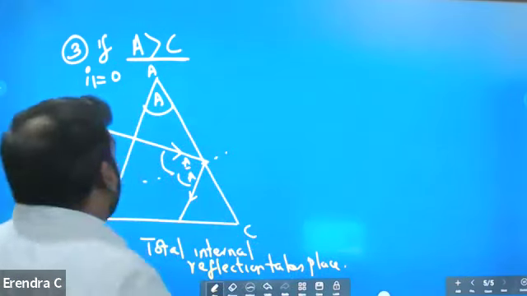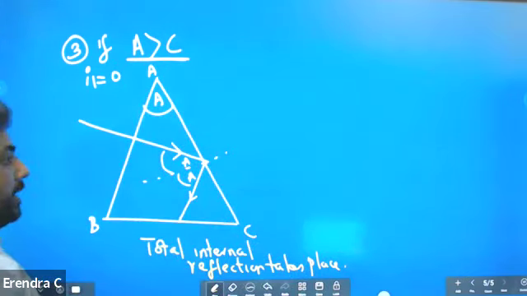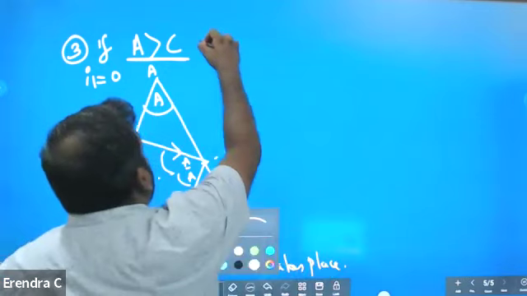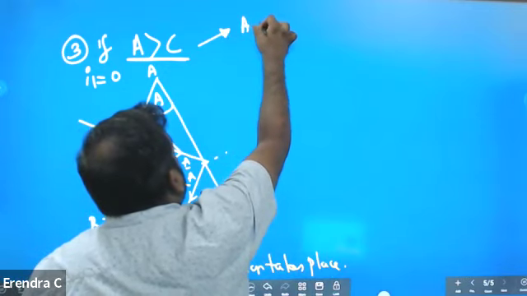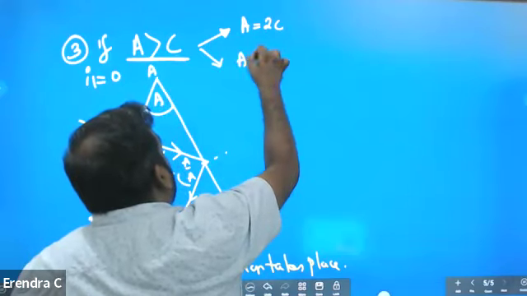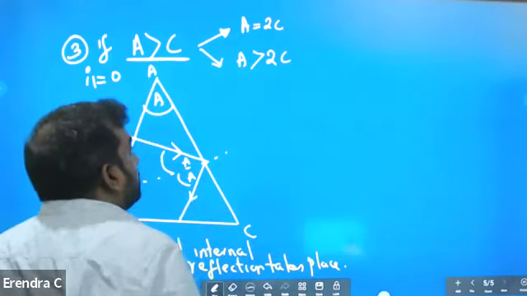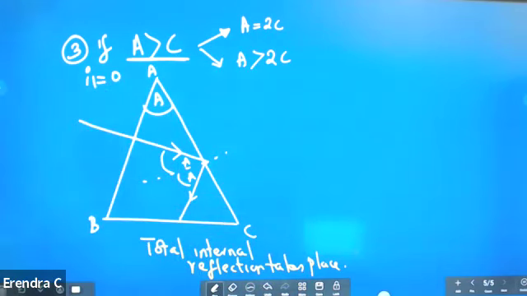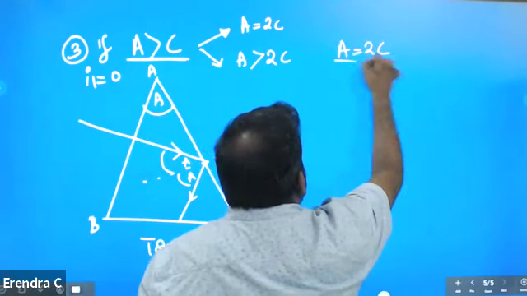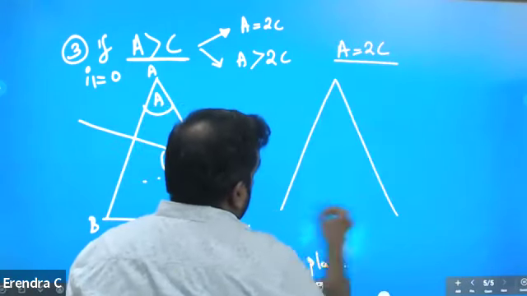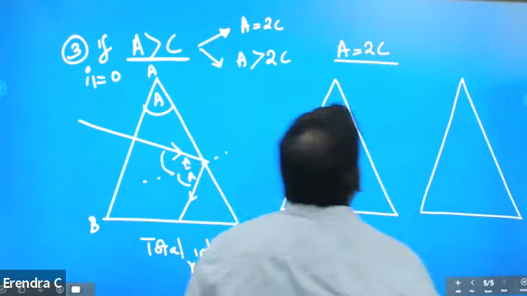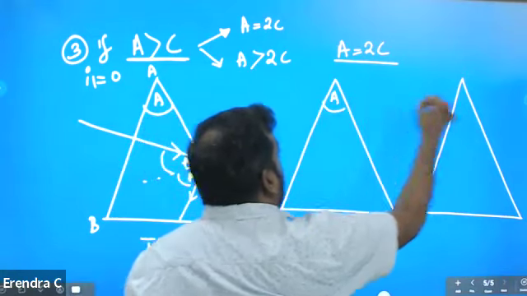Now when I is equal to 90, how much larger? That problem comes. So we take A equal to 2C and A greater than 2C. Just double. If you look at this A equals 2C condition, let's check again. I equals 90 and I equals 0.